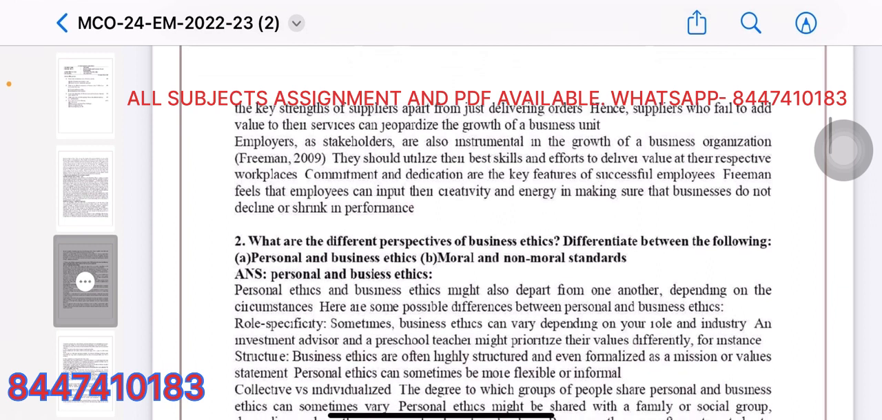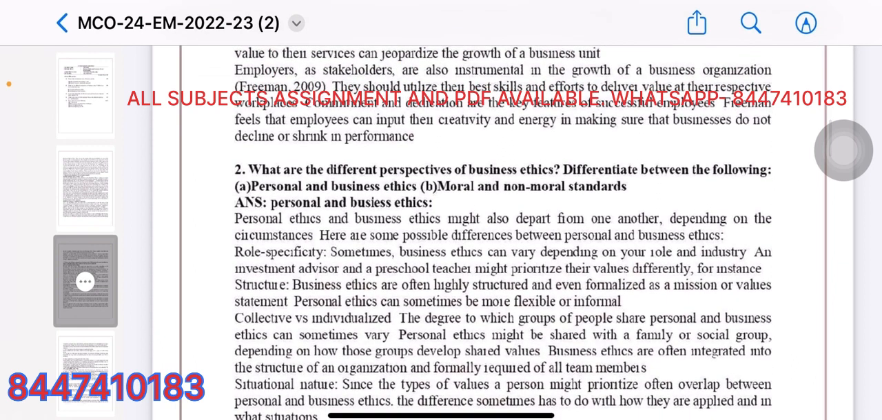Next question: what are the different perspectives of business ethics? Differentiate between the following: personal and business ethics, moral and non-moral standards. Personal and business ethics. Personal ethics and business ethics might also depart from one another depending on the circumstances. Here are some possible differences between personal and business ethics. Role specificity.